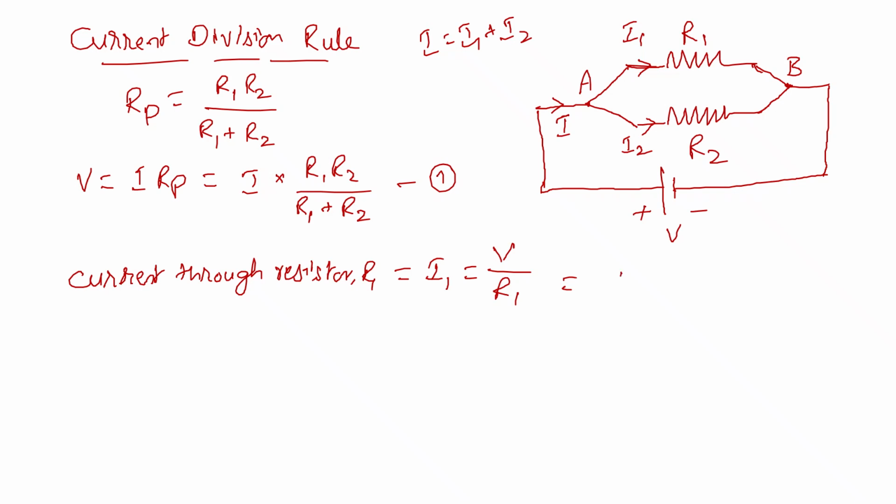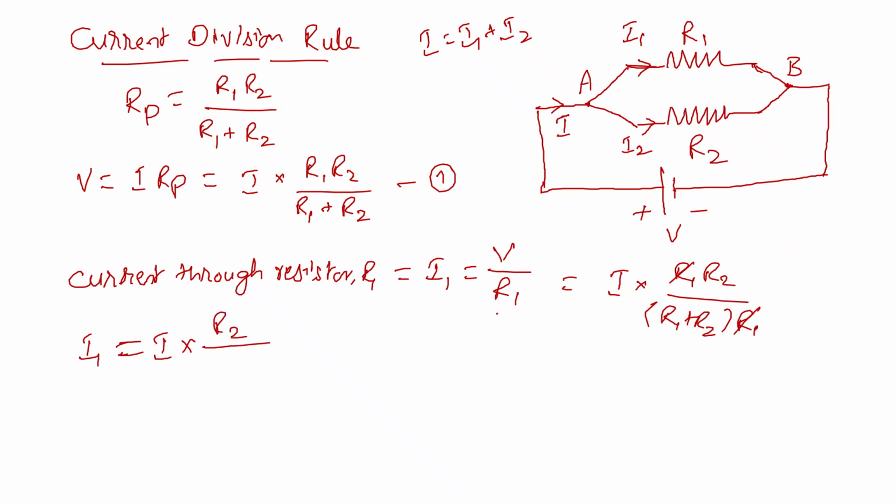So I into R1 R2 divided by R1 plus R2 into R1 in the denominator, this R1. Now from this equation R1 gets cancelled, so I1 becomes equal to I into R2 by R1 plus R2. So this is the expression for I1 current.